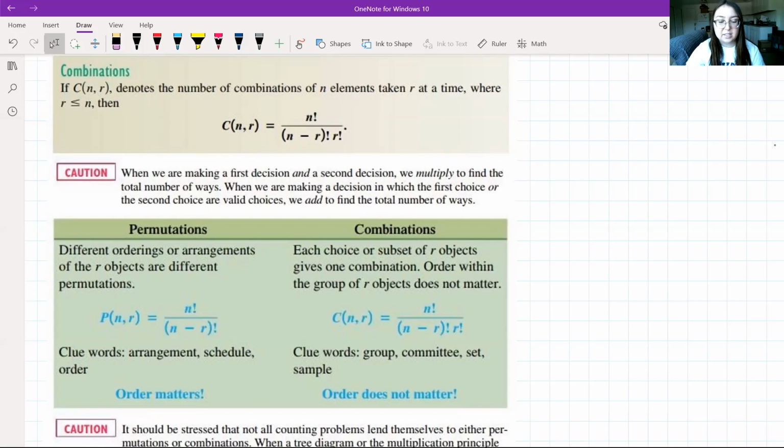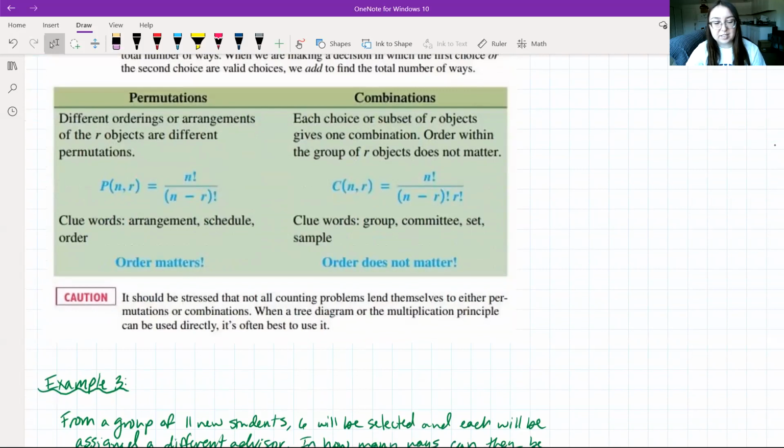When we are making a decision in which the first choice or the second choice are valid choices, we add to find the total number of ways. This wording is going to be very important when you get to certain problems, because when you see the word "and," that means multiplication. When you see the word "or," that means addition. So you can definitely get the wrong answer just by misreading a question.